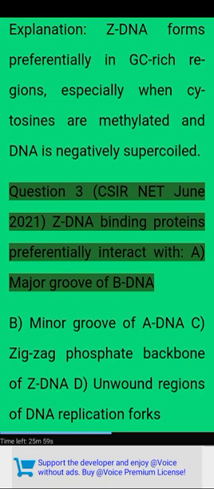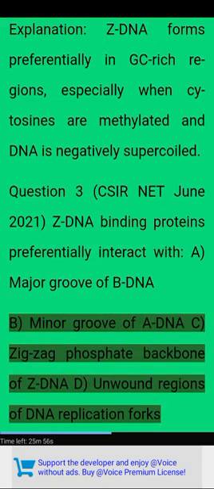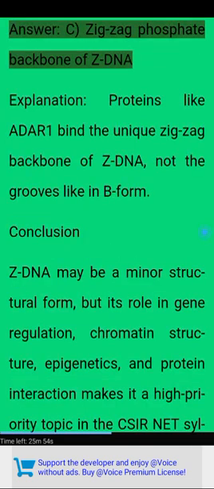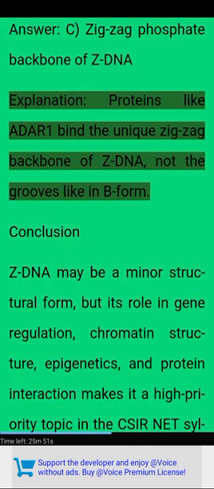Z-DNA binding proteins preferentially interact with: A. Major groove of B-DNA. B. Minor groove of A-DNA. C. Zigzag phosphate backbone of Z-DNA. D. Unwound regions of DNA replication forks. Answer: C. Zigzag phosphate backbone of Z-DNA. Explanation: Proteins like the ADAR1 bind the unique zigzag backbone of Z-DNA, not the grooves like in B-form.